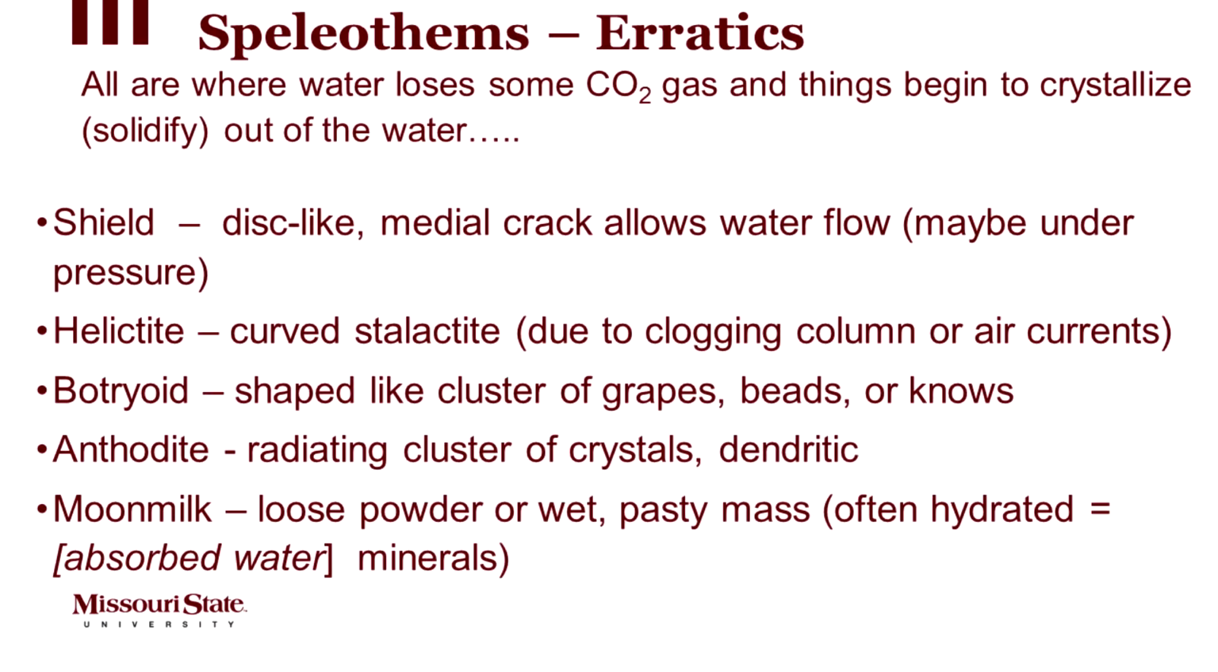So sometimes they grow kind of helical, or sometimes they grow kind of perpendicular and spidery off to the side, and we call those halictites. There's also a botryoidal shape, things that look like a cluster of grapes or beads and knobs, that kind of stuff. There's an anthodite. It's a radiating cluster of crystals. Some caves will call these a mass of snowballs, or gypsum flowers.